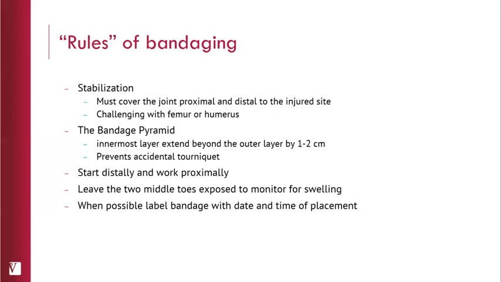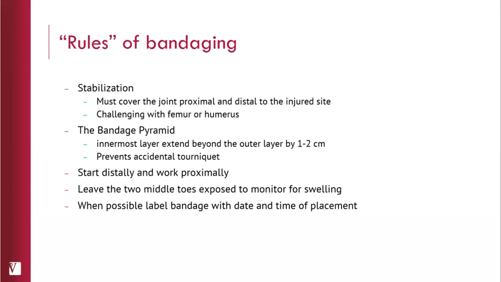There's something that we think of as the pyramid for the bandage, which means that the innermost layer of the bandage should extend beyond the outermost layer by 1 to 2 centimeters. The reason we have that type of pyramid shape is that we want to not cause an accidental tourniquet. We don't want to cut off blood supply by having the most external layer overlap the internal layer, which can compress down and stop blood flow to the rest of the limb.